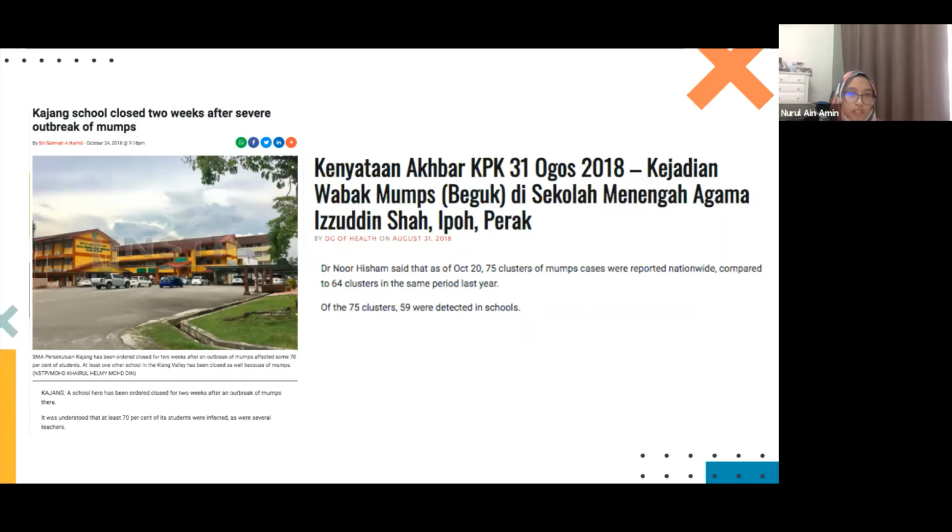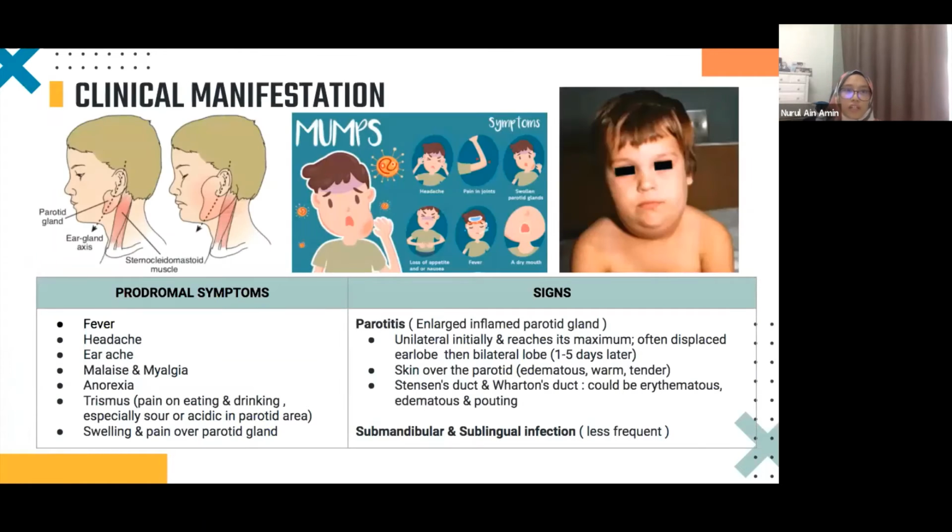infected, including the teachers. Okay, so the clinical manifestation for mumps: the incubation period is between 12 to 25 days, and it ranges from asymptomatic or no specific symptoms to typical illness of parotitis. The prodromal symptoms usually last from 1 to 2 days. So we have fever, headache, vomiting, achiness, and so on. But parotitis is what is most prominent in mumps, as you can see here in the child.